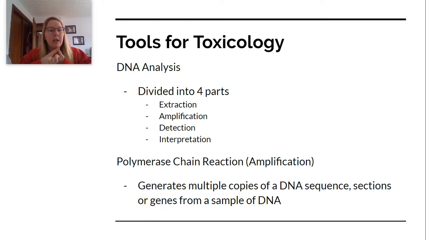We're comparing the DNA sample to known or unknown samples. We also have something called polymerase chain reaction, or PCR. This is your amplification piece. It's responsible for generating multiple copies of DNA sequences, sections of the gene, or entire genes from a single sample of DNA. This is how we are able to determine samples and make them large enough to determine whether or not a known matches an unknown or an unknown matches several knowns.